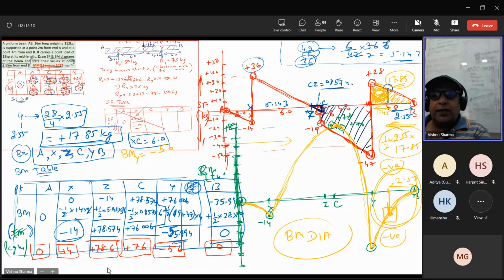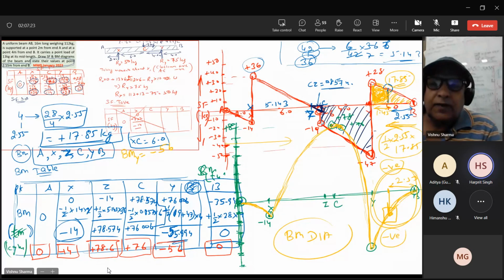Are you able to see that I have shaded the trapezium in the SF diagram, in orange color, this one? Yes, sir. So that golden color is the cursor. That is the cursor, beta. Okay, sir. So 1.45 and 2.55, the distance.